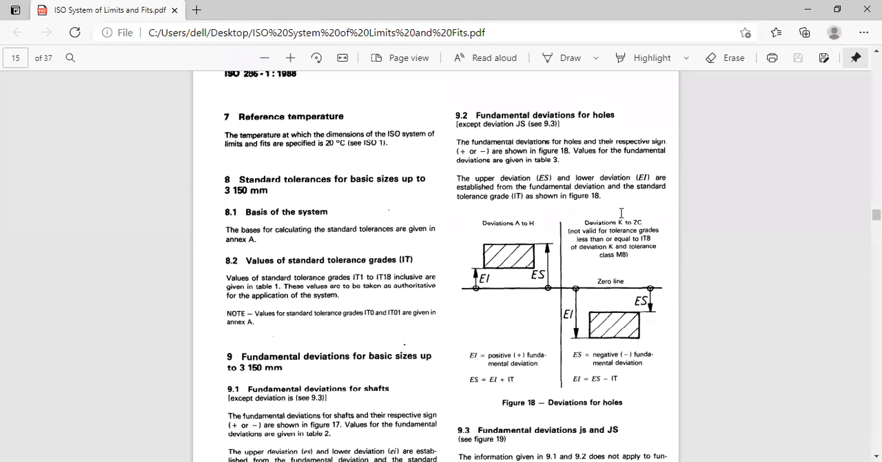So here again the letters K to ZC will be below. That is the upper deviation for the hole. So how we represented that, you have to closely follow. Whenever you take one particular thing, suppose in the graphical representation you represent the fundamental deviation, both for the holes and shafts. How we have represented for the holes, the shafts is opposite.